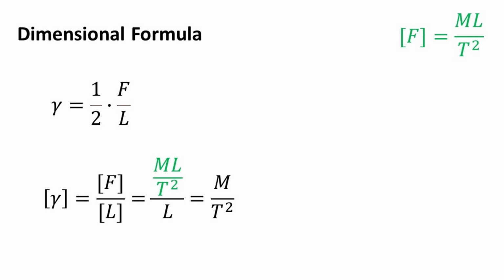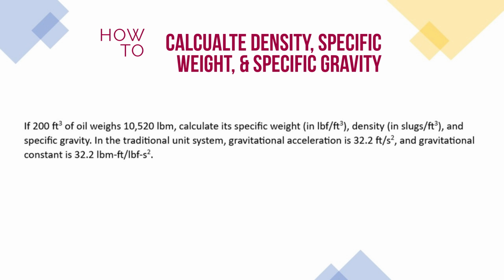We need to know that the 1/2 in the surface tension equation will not affect its dimensional formula, because numbers are dimensionless. Problem 2. If 200 cubic feet of oil weighs 10,520 pound mass, lbm, calculate its specific weight in the unit of pound force per cubic foot, density in slugs per cubic foot, and specific gravity.